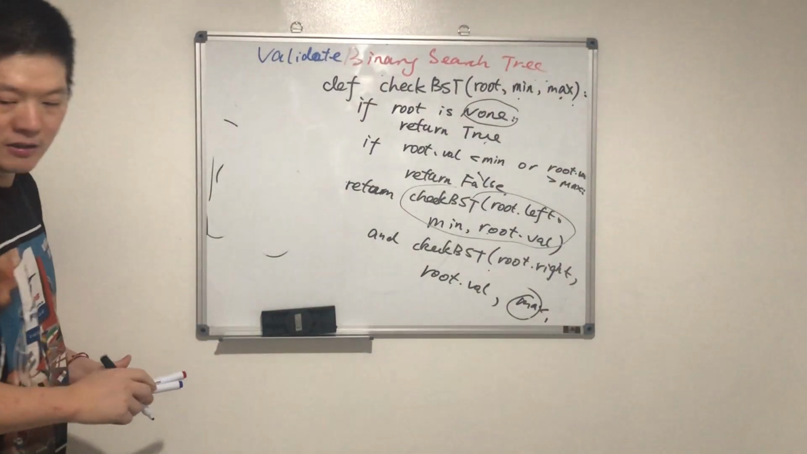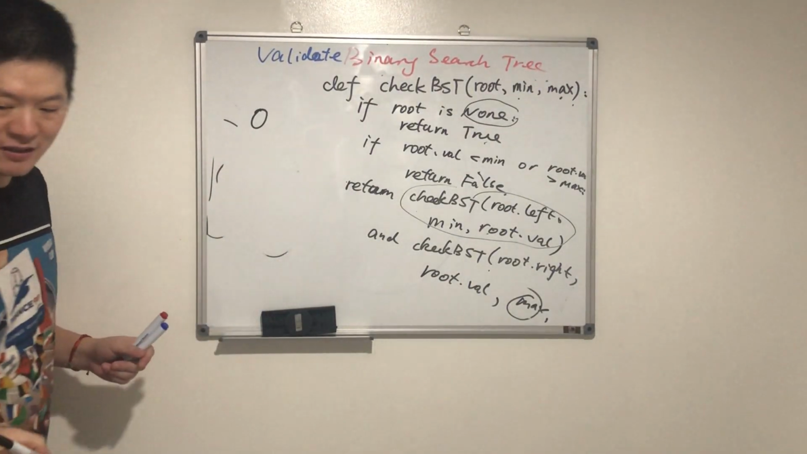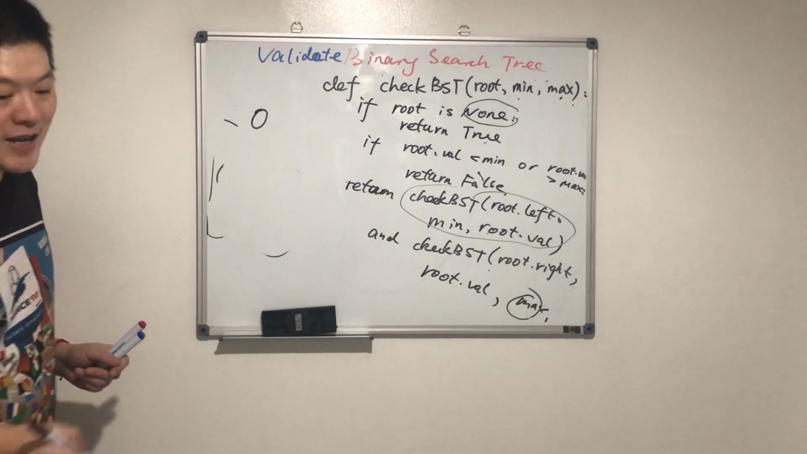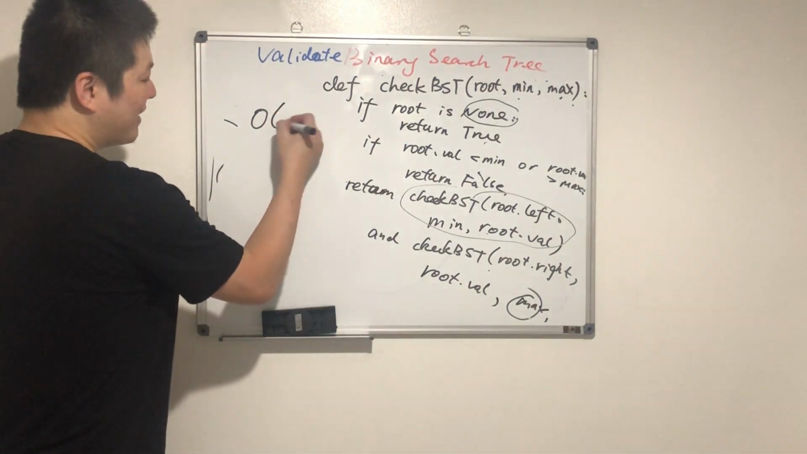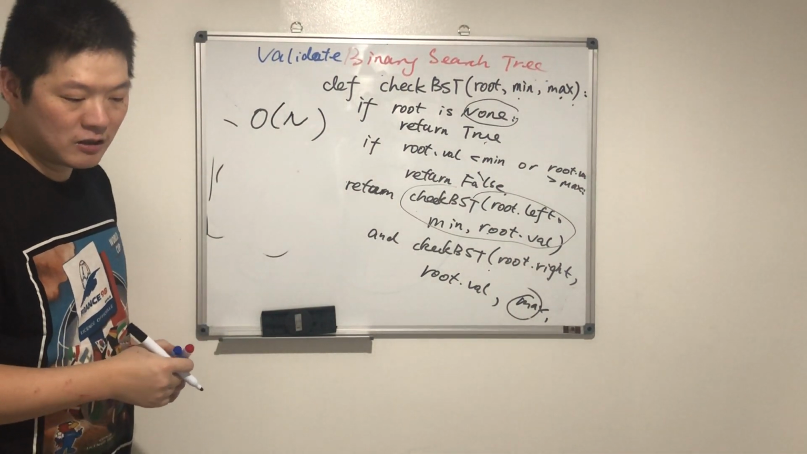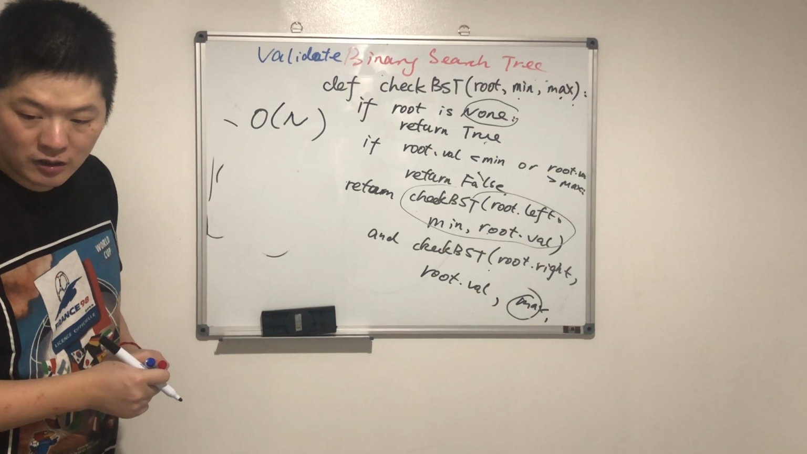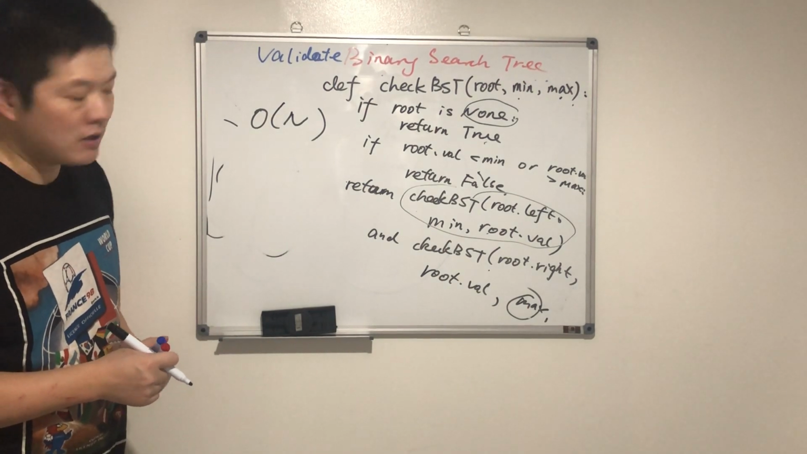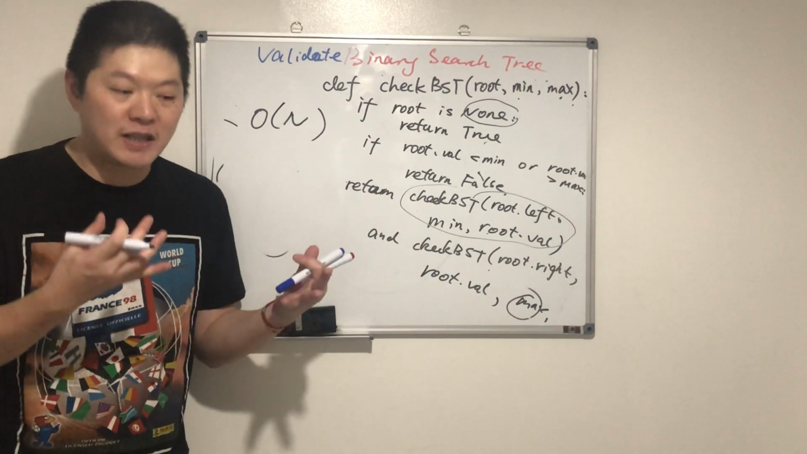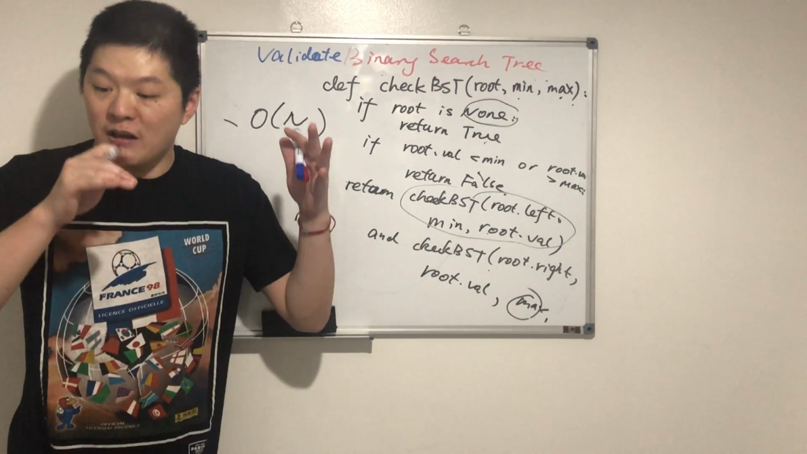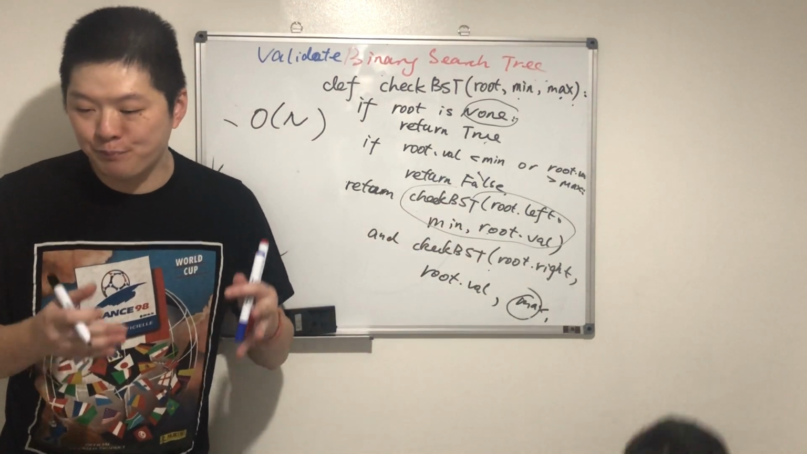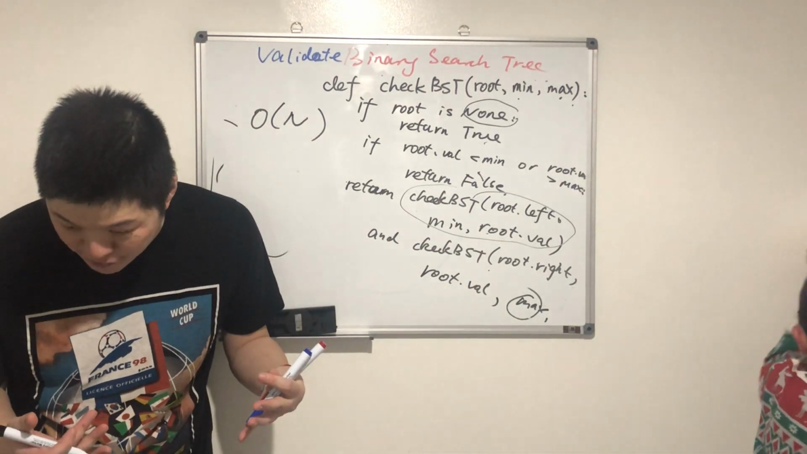What's the complexity of this algorithm? O what? O(n), yes. Remember O(n)? Why is it O(n)? Can you tell me? Because you need to check all the numbers. Exactly. Because in order to verify if a tree is a binary search tree, we have to check every node, right? If you miss one node, you can't be sure that it's a binary search tree, right?